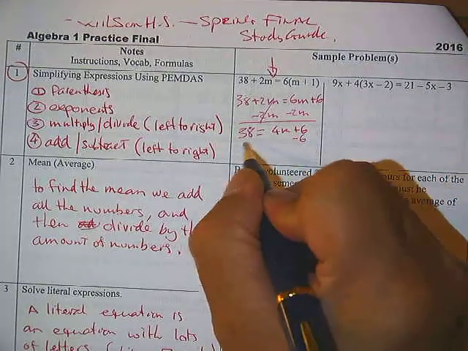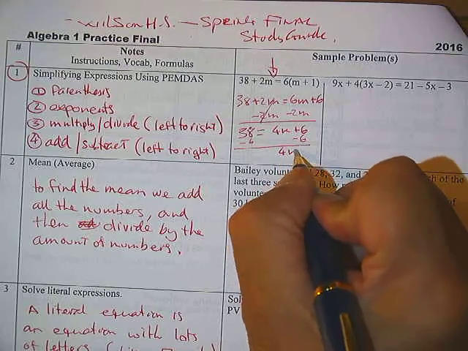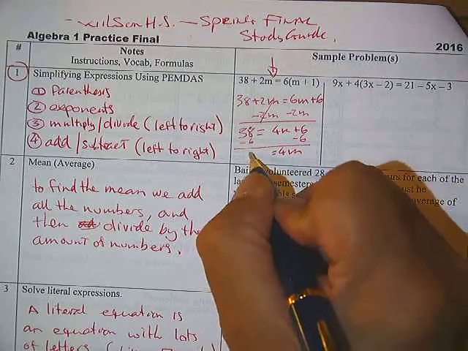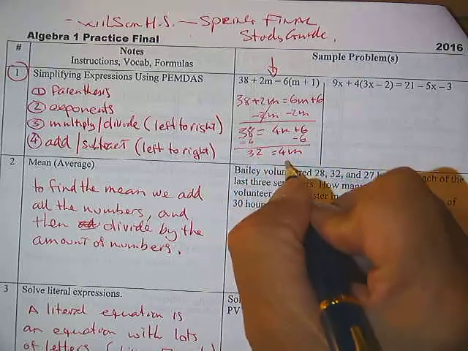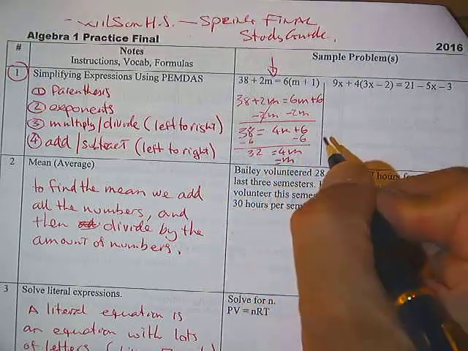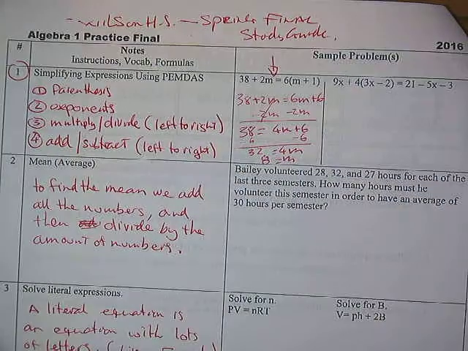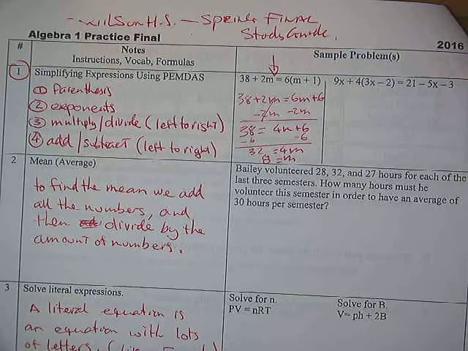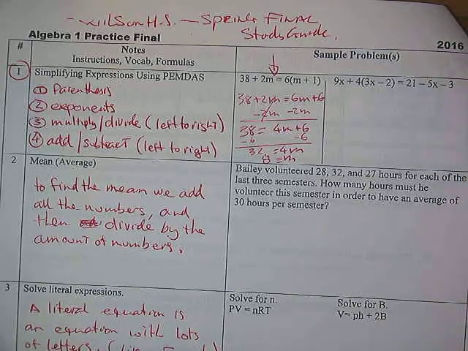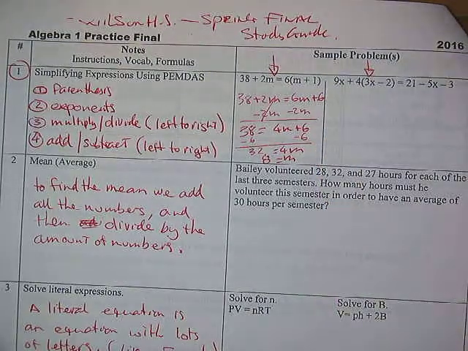And then from here you can minus 6 to both sides. Once again, that's subtraction property of equality. And you're left with 4m is equal to 32. So, take 32, you divide by 4, and m is 8. Okay, so let's move on to the next problem. Working on this one.